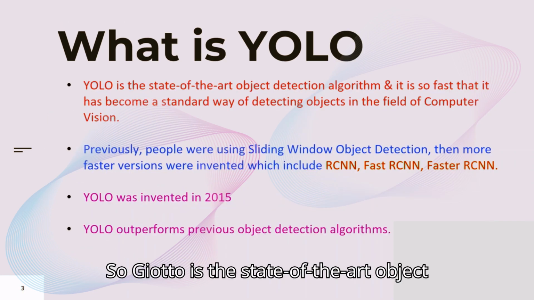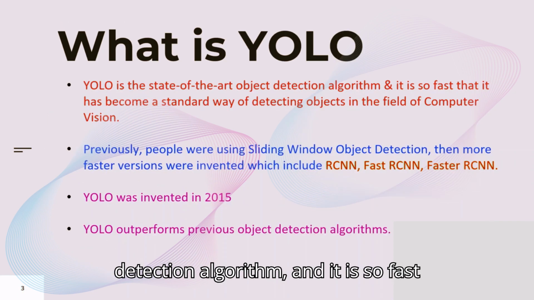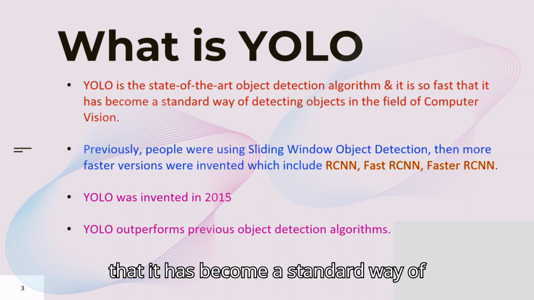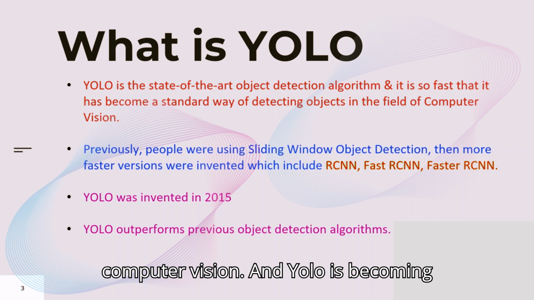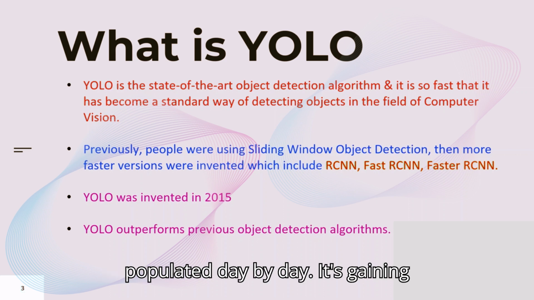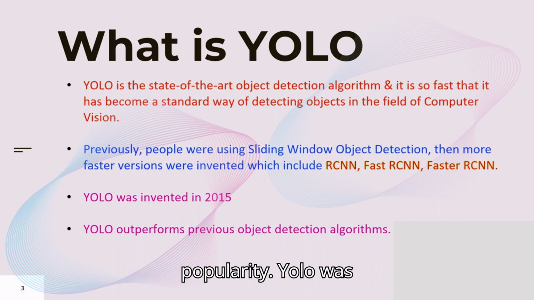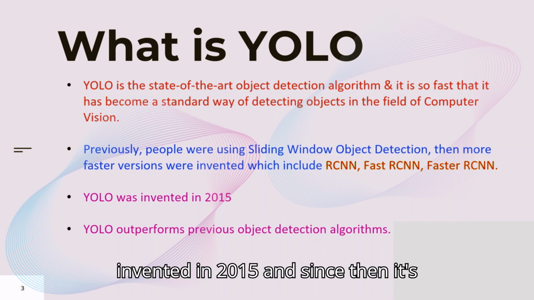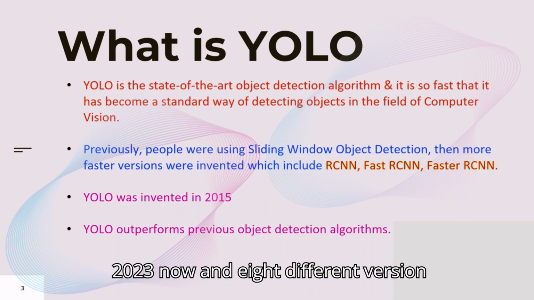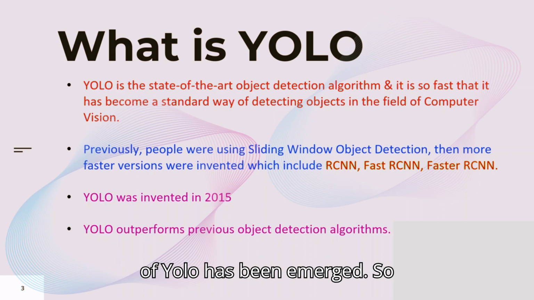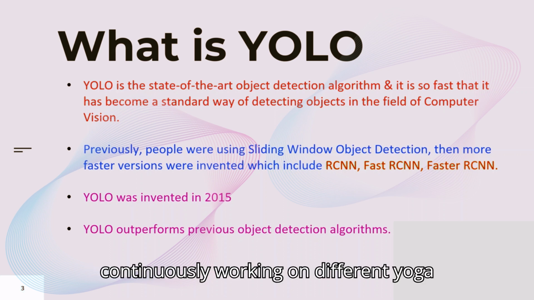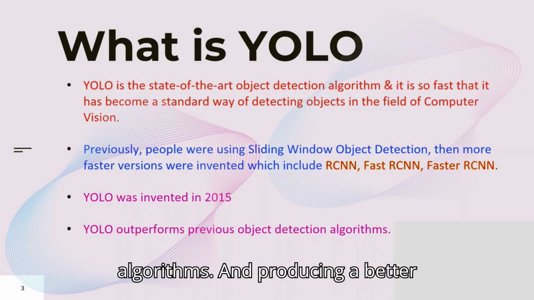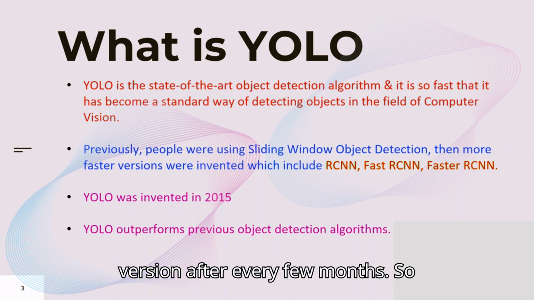So YOLO is the state-of-the-art object detection algorithm, and it is so fast that it has become a standard way of detecting objects in the field of computer vision. And YOLO is becoming popular day by day. YOLO was invented in 2015, and since then, it's 2023 now, 8 different versions of YOLO have emerged. So the computer vision community has been continuously working on different YOLO algorithms and producing a better version after every few months.